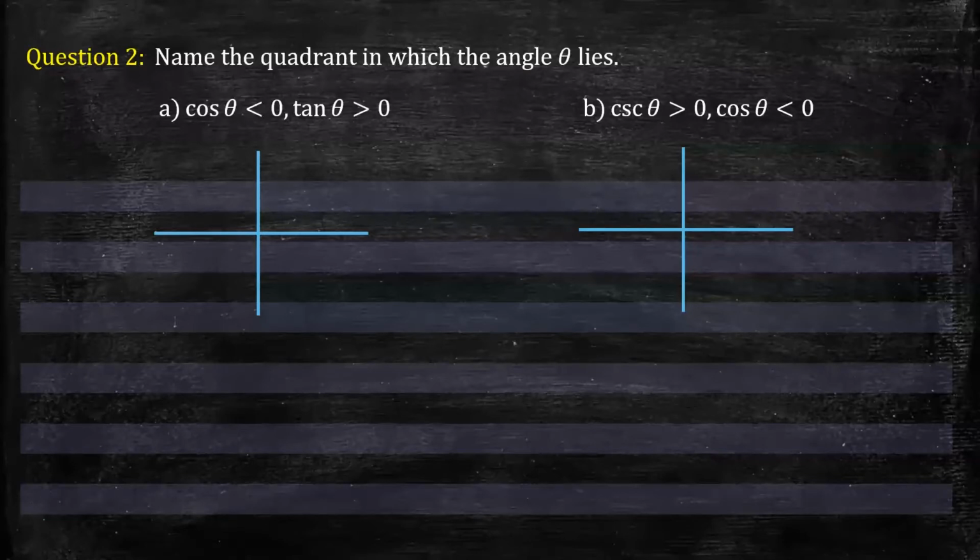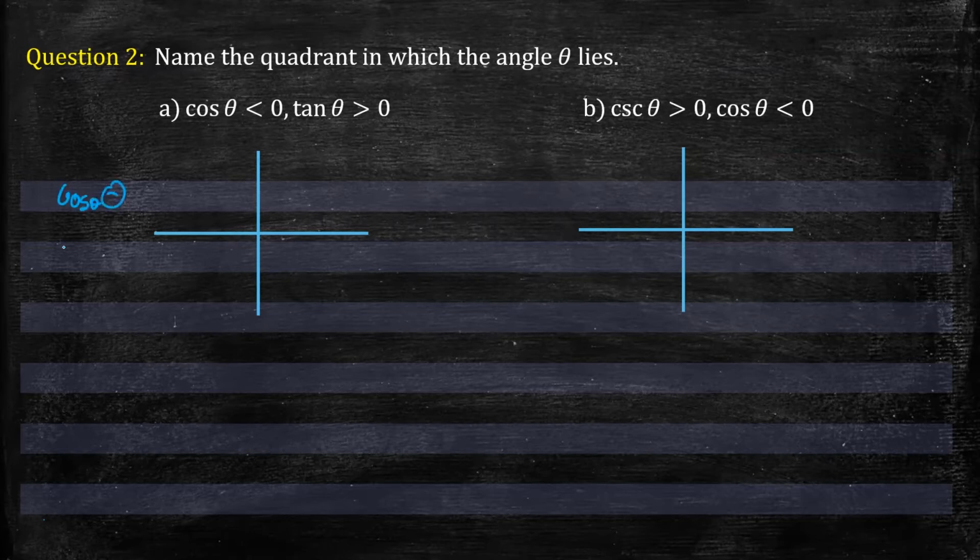In question 2, we want to name the quadrant in which the angle theta lies. And in question A, we're given the fact that cos theta is less than 0 and tan theta is greater than 0. So this is implying that cos theta is negative and that tan theta is a positive ratio. So we should list up our rule as CAST. This rule tells us where the ratio is going to be positive. So in this case, A means all are positive.